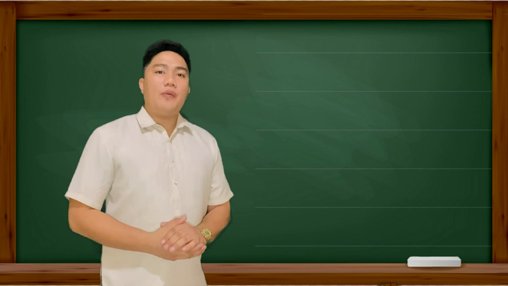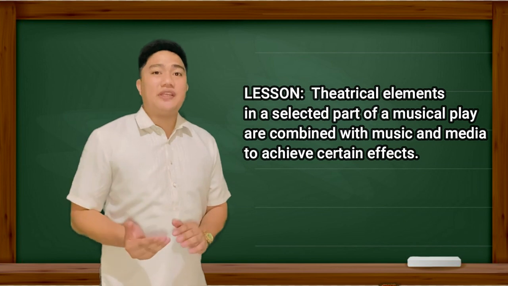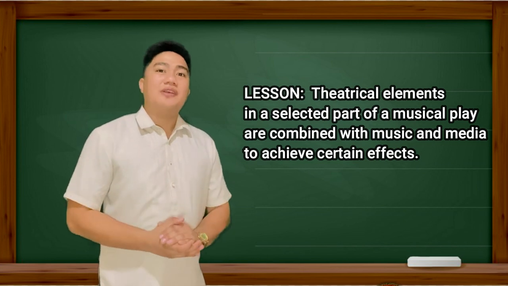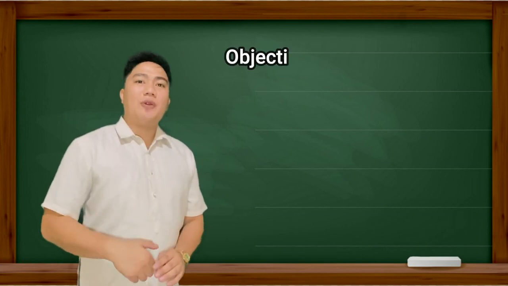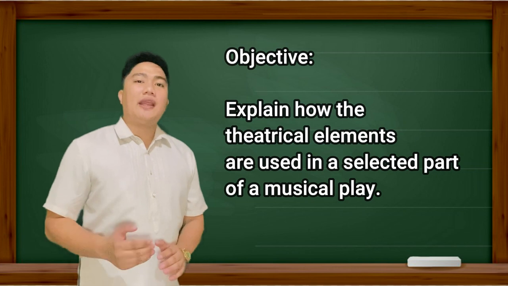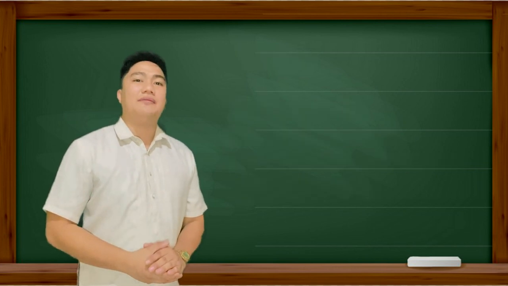Today, we will learn how theatrical elements and a selected part of a musical play are combined with music and media to achieve certain effects. At the end of this video lesson, you should be able to explain how theatrical elements are used in a selected part of a musical play.